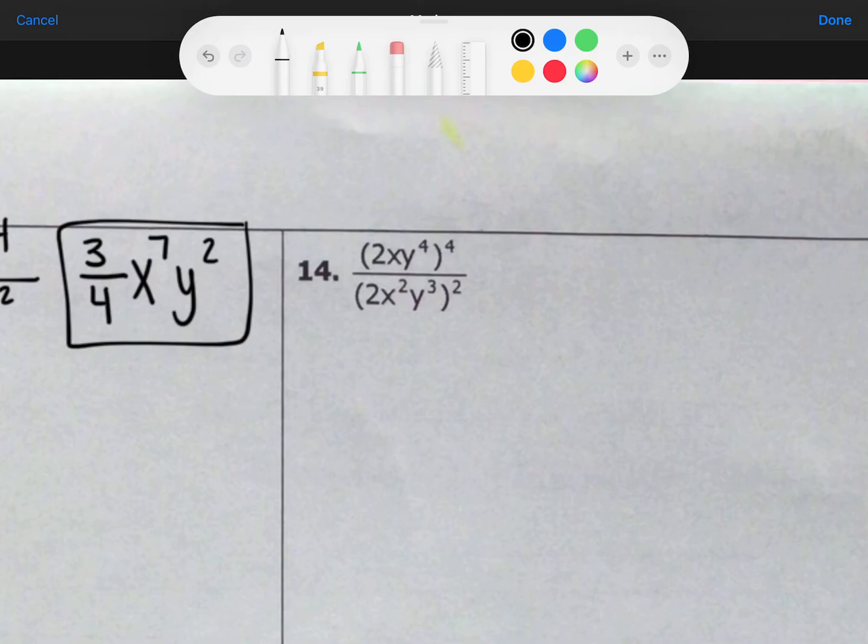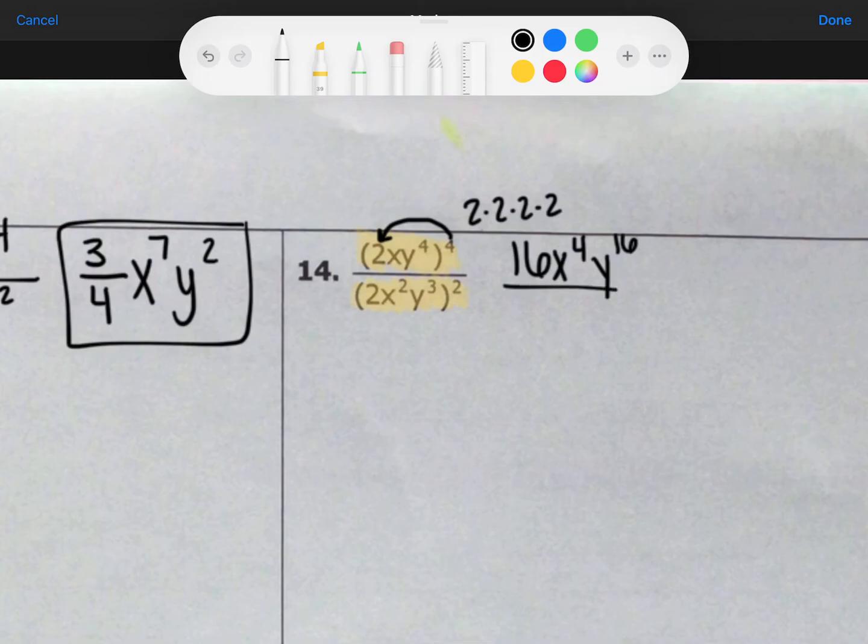All right, this one you have parentheses on the top and the bottom. So you're going to have to distribute on top and then distribute on the bottom. So hopefully you knew that 2 to the 4th power is not 8. That means 2 times 2 times 2 times 2. What is 2 times 2 times 2 times 2? That's right, 16. And then you get x to the 4th and y to the 16th. Why? Because 4 times 4 is 16.